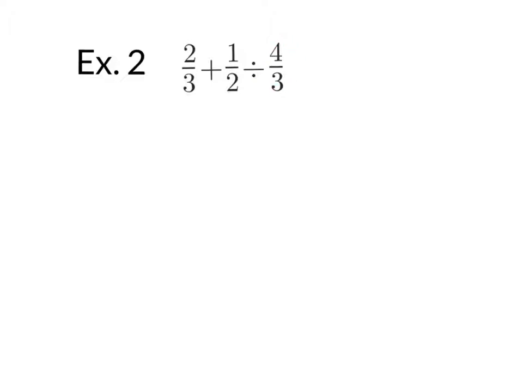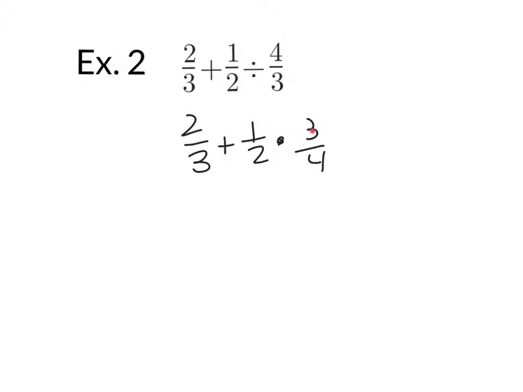reciprocal. So I'm going to rewrite this problem as 2/3 plus 1/2, I'm going to change the division sign to multiplication, and then I'm going to take this 4/3 and flip it over to get the reciprocal, so that would be 3/4. All right, so now we have a choice between multiplication and addition. So multiplication would happen next.